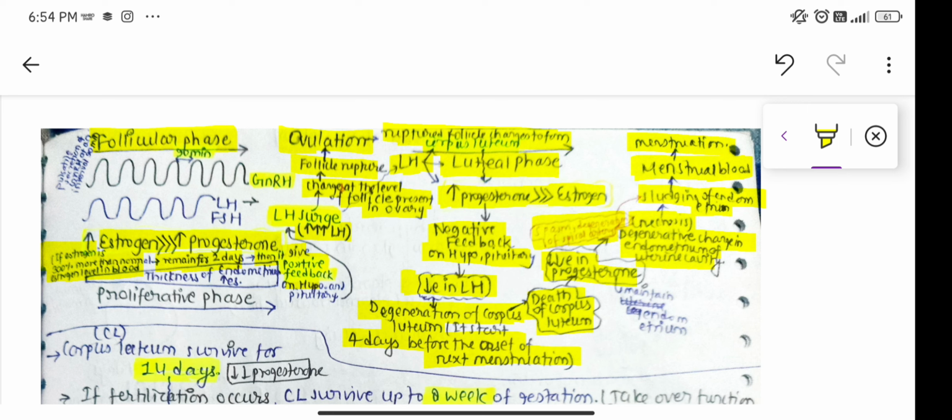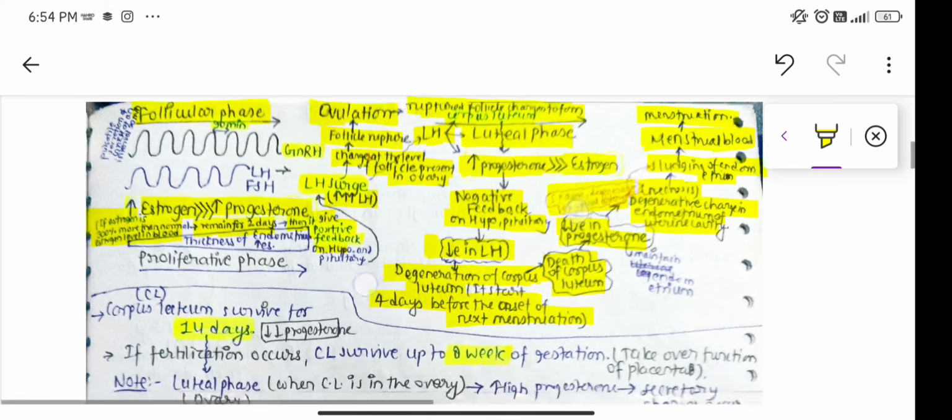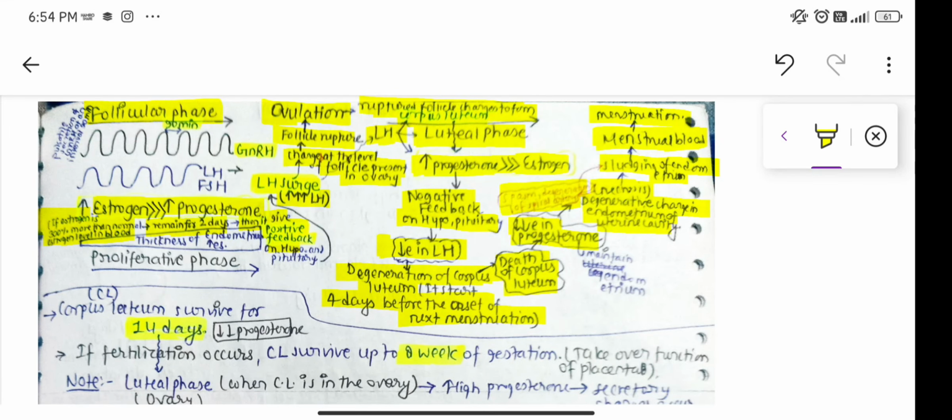So in the uterine phase, that is the response: first there is the proliferative phase, then the secretory phase. In the proliferative phase there is the influence of estrogen, and in the secretory phase there is the influence of progesterone. Finally, if the corpus luteum dies, there is a decrease in progesterone, which leads to loss of the endometrial lining in the form of menstruation. So this is the menstrual cycle.